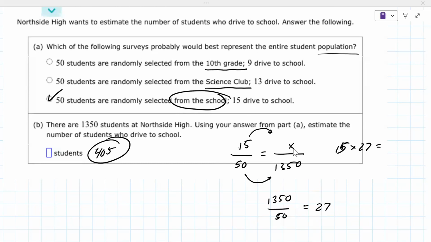So you're going to multiply 15 by 27. That ends up being 405 students. Okay, I'm just writing this down. And again, you're going to get all this at the end, so if you miss anything, no big deal. Sounds good.